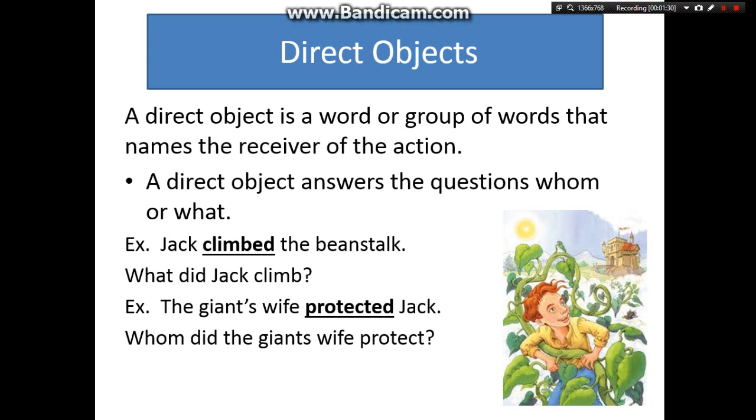Okay, the first example is Jack climbed the beanstalk. Well, what did Jack climb? He climbed the beanstalk. Therefore, beanstalk is your direct object. The second example, the giant's wife protected Jack. Who did the giant's wife protect? Jack. Jack is your direct object.